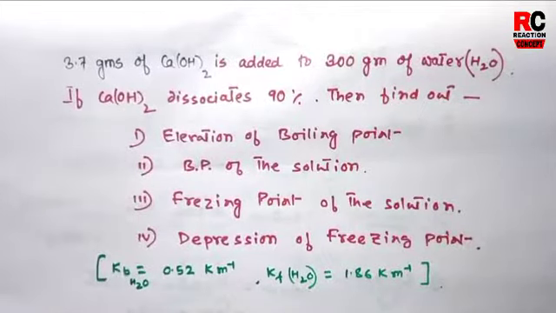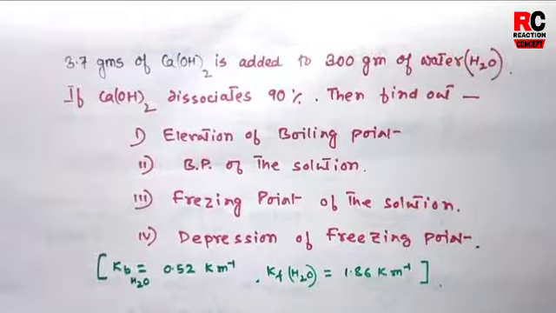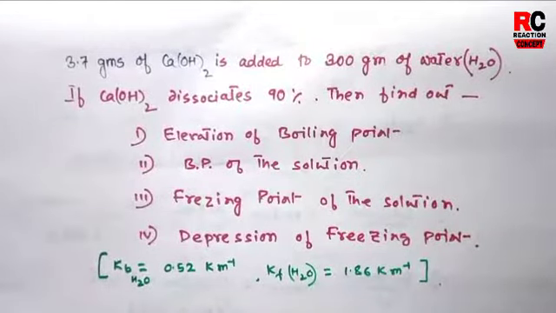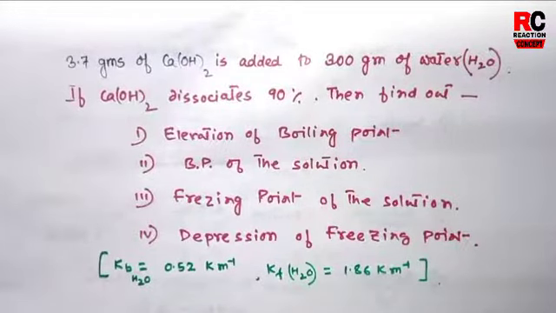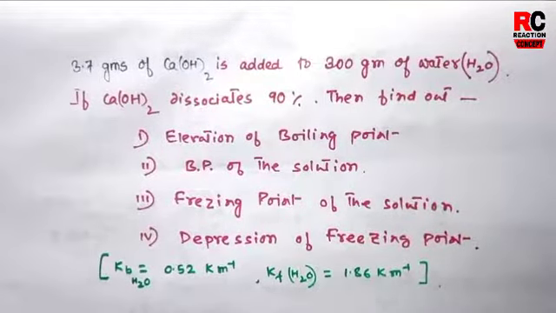Students, we have already discussed three colligative properties: relative lowering of vapor pressure, elevation of boiling point, and depression of freezing point. Numericals from the latter two, elevation of boiling point and depression of freezing point, are similar to each other, so we'll discuss some problems based on these two colligative properties.